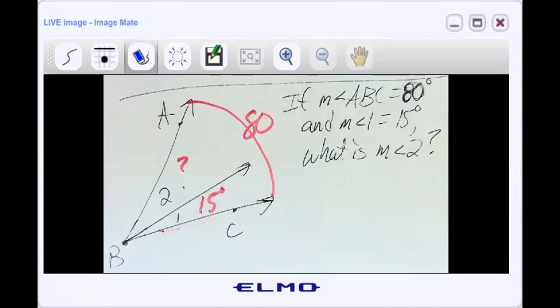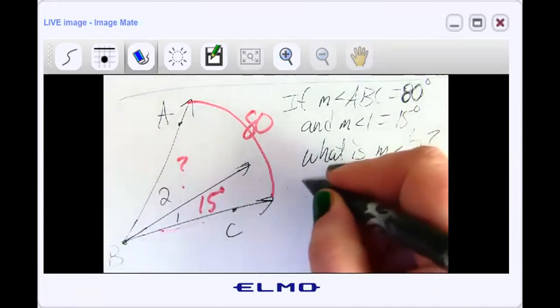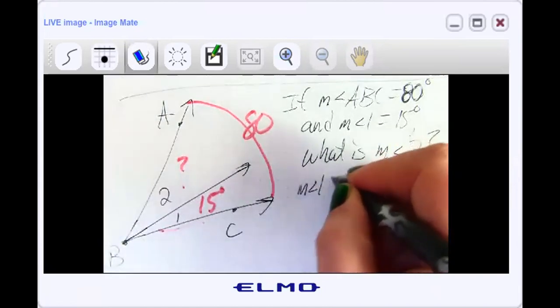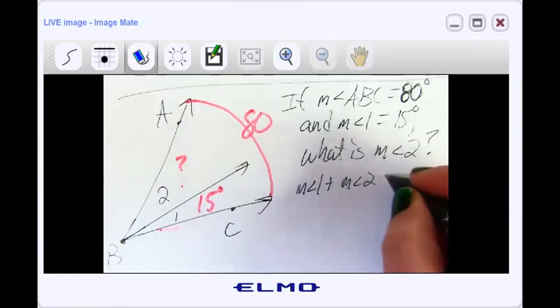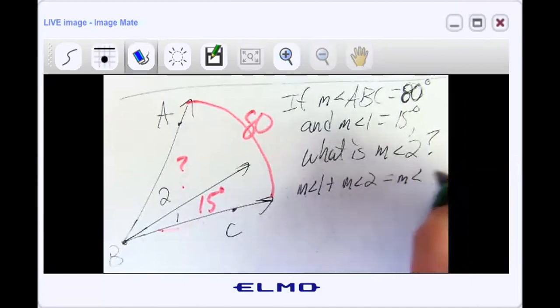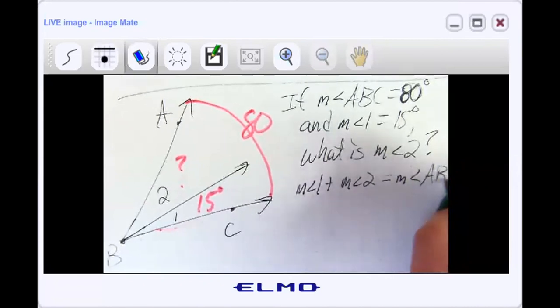Anyway, so yes, 65 was the right answer to this one. You can use our same formula that we were using before. Angle 1, angle 2, whatever. And that may not always be angles 1 and 2. It's just whatever the smaller angles are going to add together to be the whole angle. So in this case, the whole big angle is ABC.